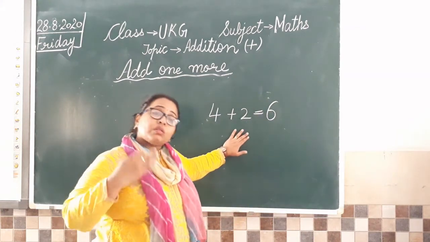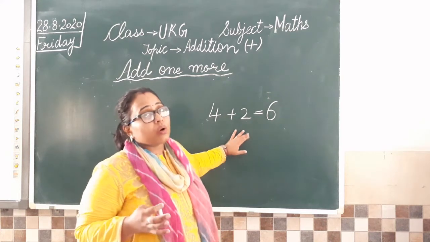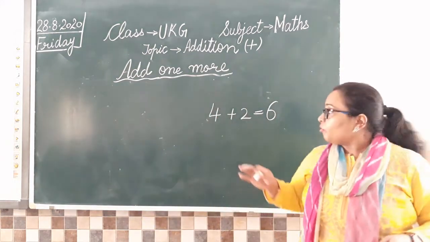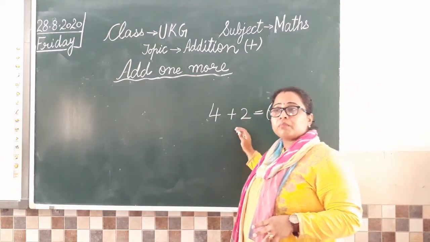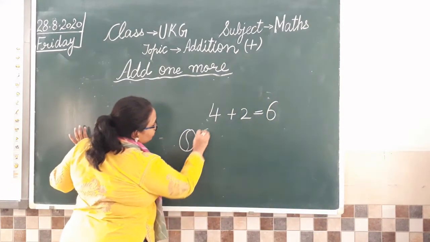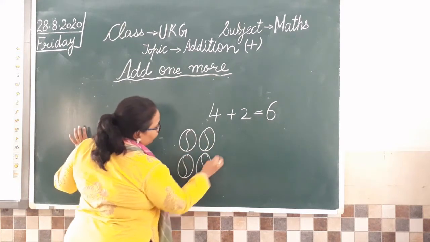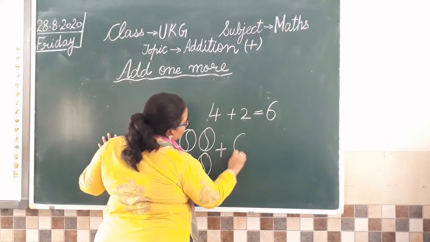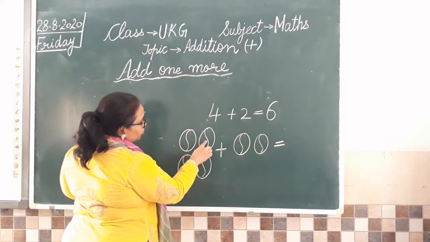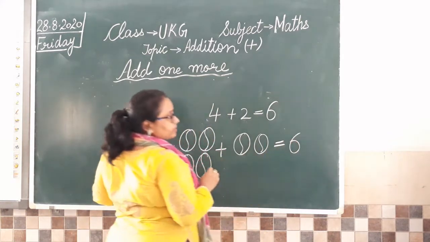We have also done this work in the form of objects. हमने इसको objects की form में भी किया था. That we have drawn different objects related to these numbers. Like now if 4 is given, so what will I do? I'll draw 4 balls. 1, 2, 3, 4, and then I am adding 2. So 1, 2. So what is the total? 1, 2, 3, 4, 5, 6. So again we got our answer 6.